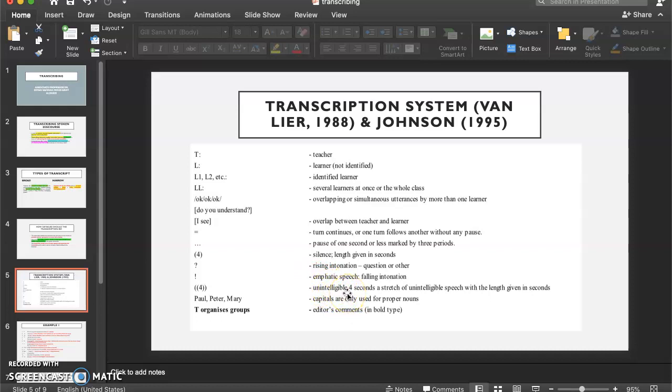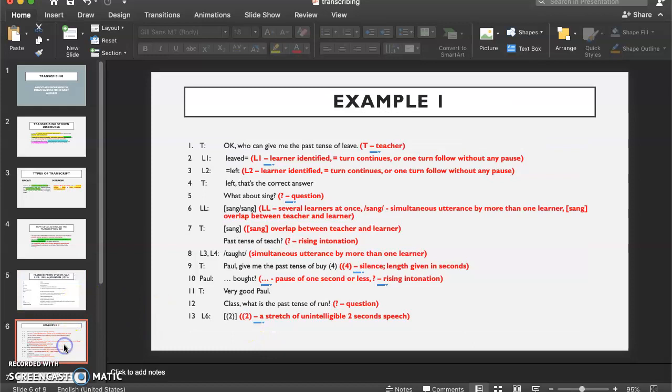Unintelligible means you're not able to make out what the learners said or the teacher said. So we put the seconds here, how many seconds the speech was unintelligible. And then if you have the names of the people, you can use capital letters for it. And if you want to put in some comments, you can put it in bold, like teacher organizes group, teacher points to the board, teacher asks a student to help. So you can put them in bold. All right. So let's look at this example one.